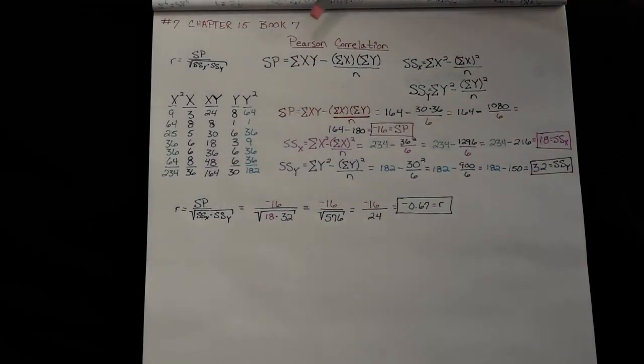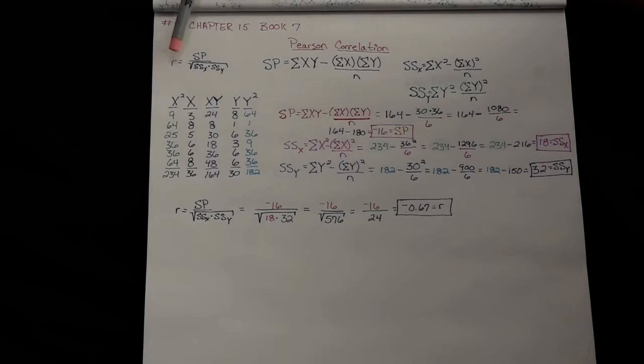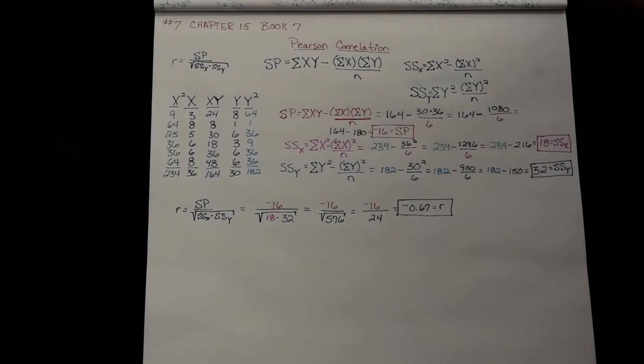I'm here to talk about Pearson's correlation. The Pearson correlation is just R equals the sum of the products of deviations over the sum of the squared deviations for x times the sum of the squared deviations for y, square rooted.